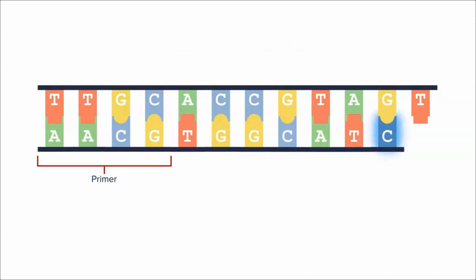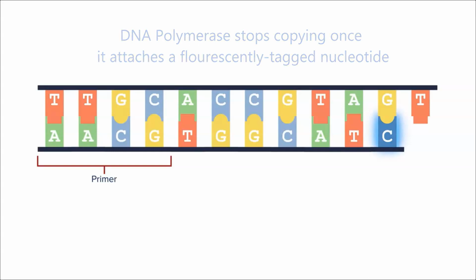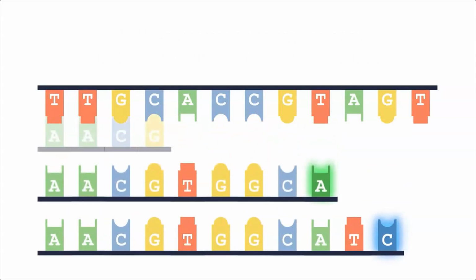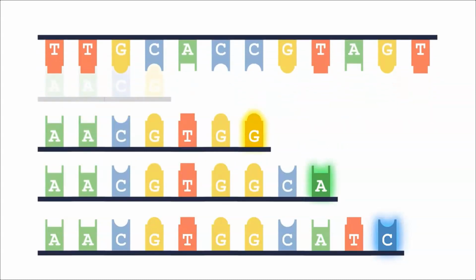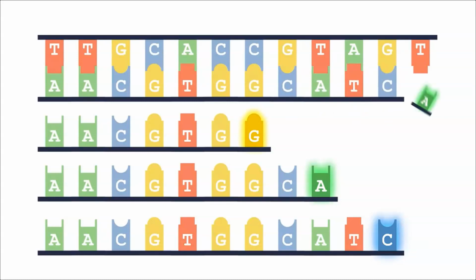Whenever a fluorescently tagged nucleotide gets added to a chain, the DNA polymerase stops, and that chain is complete. This happens randomly, creating fragments of varying lengths. Because there are billions of free nucleotides available in the mixture, fragments of every length will be created. The reaction stops when there are no longer nucleotides available. The result is that each DNA fragment created is a specific length and always ends with a fluorescently tagged nucleotide.